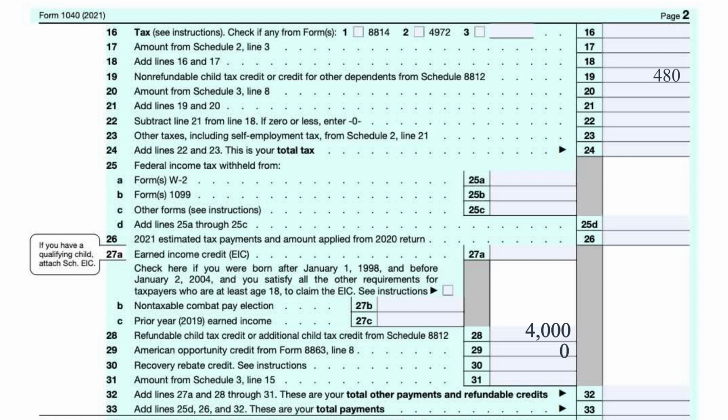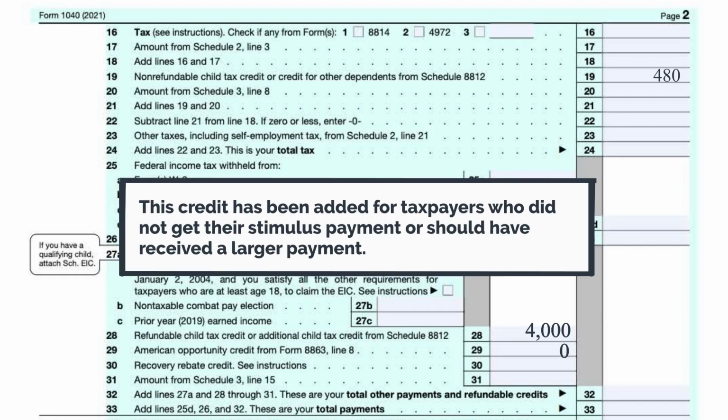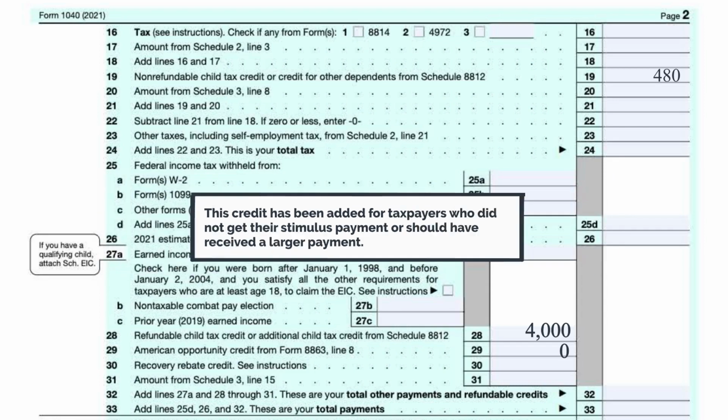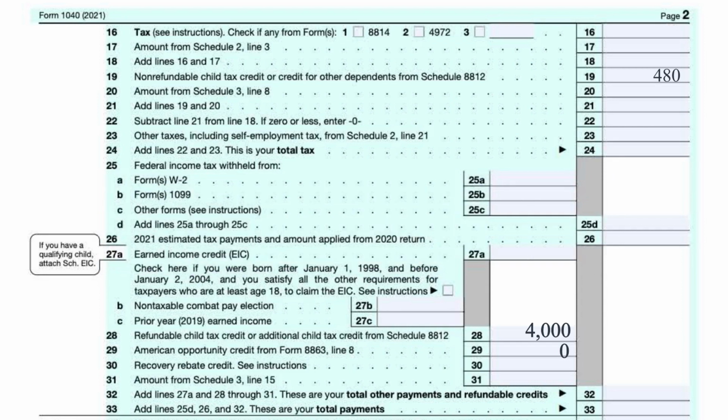Line 30 is for the Recovery Rebate Credit. This credit has been added for taxpayers who did not get their stimulus payment or should have received a larger payment. The maximum credit is $1,400, or $2,800 if married filing jointly, plus $500 for each qualifying child, and is based on 2021 tax year information.